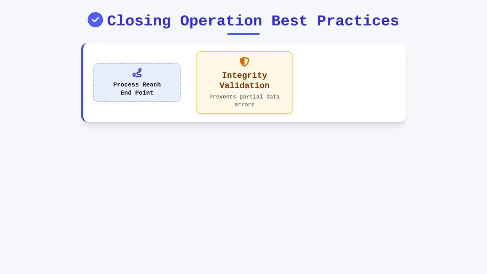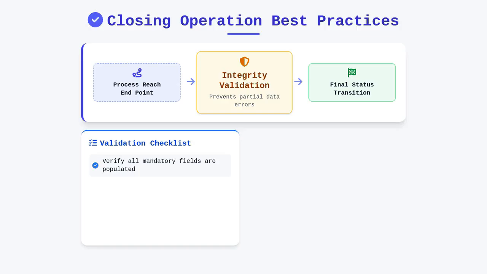Best practices for these closing operations require that you validate the integrity of your data items before finalizing them. A common oversight is to assume that because a process reached an endpoint, the queue item is valid, yet this does not account for partial data processing or incorrect variable mapping. Before triggering the final status transition, perform a brief validation check to ensure that all mandatory fields are populated and that the output references match your architectural expectations.